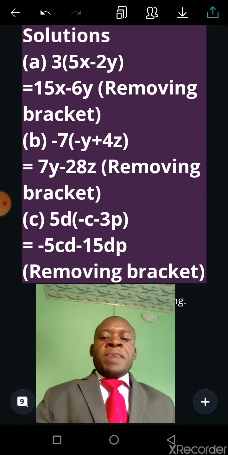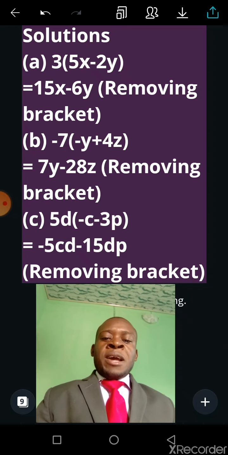C, 5d(-c - 3p) equals 5d times -c will give us -5cd, because plus times minus will give us minus. Then we go to the next one. 5d times -3p, because plus times minus will give us minus, so we have -15dp. 5 times 3 is 15, plus times minus is minus. Then we now join d and p.